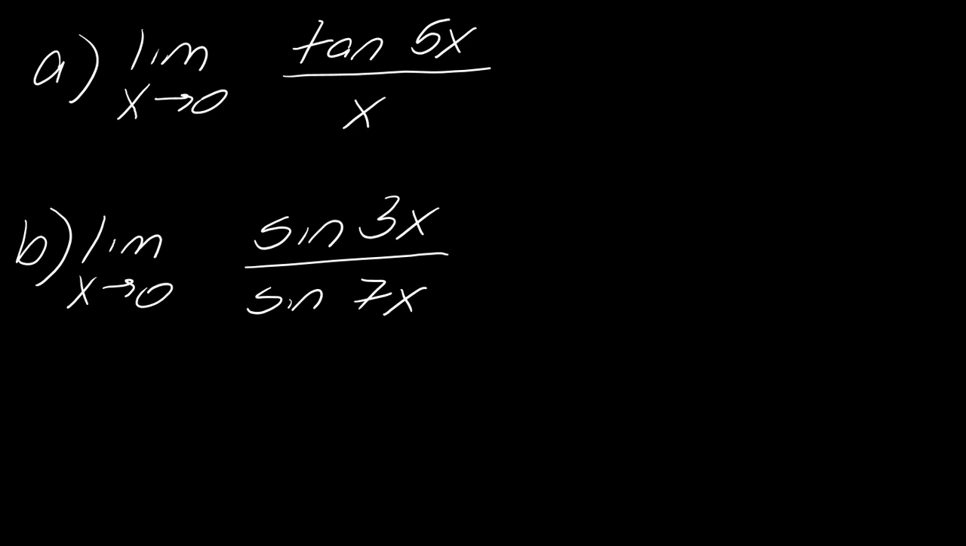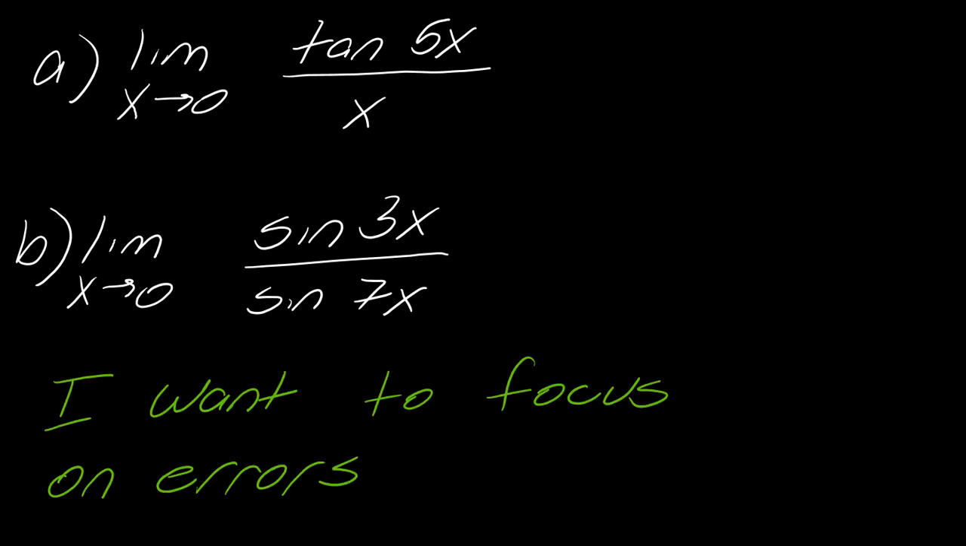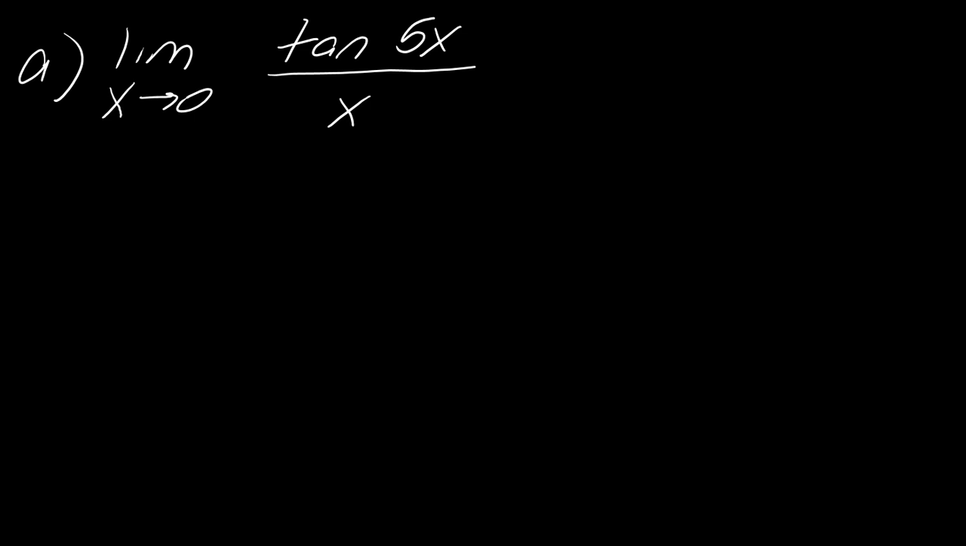What I'm going to do is go through these two problems, which are two very similar problems to what I had on a quiz. But I want to focus on the errors that I've been seeing as I'm grading this. So let's talk about this first example. I've got the limit as x approaches 0 of tan of 5x over x.